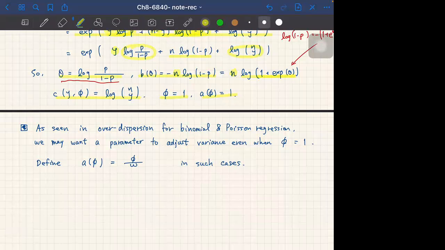One remark. We have seen the overdispersion models for binomial and Poisson regression. So sometimes we may want another parameter to adjust the variance even when phi is equal to 1. So we define a of phi as phi over w in such cases. The motivation isn't really clear. For the normal case, phi is just an independent parameter from theta, so that's fine. And in the binomial and Poisson cases, actually we don't have phi, so we really don't need phi. But here we just ignore phi and introduce another parameter w. But anyway, the idea is to just add one parameter in case we cannot control the variance with the original parameters.